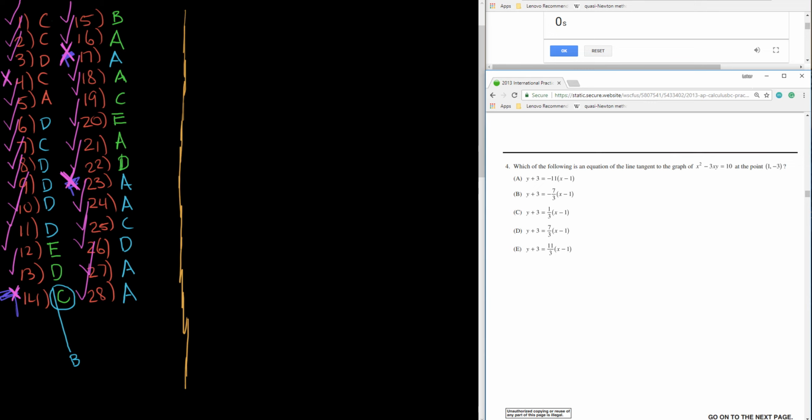Question 4. Which of the following is the line tangent? We got this one wrong? Oh boy, let's redo this calculation. Is it possible that I forgot to make the 10 go to 0 in the differential? I hope not. 2x minus 3y, and then product rule, okay. So, minus 3x dy dx. This equals 0. So, I bet I made it equal 10. You know what? I bet I made it equal 10.